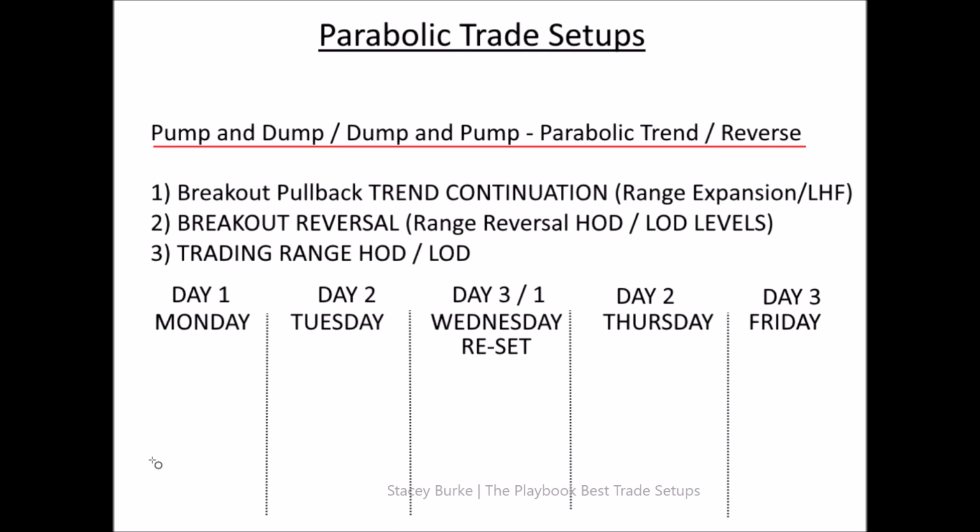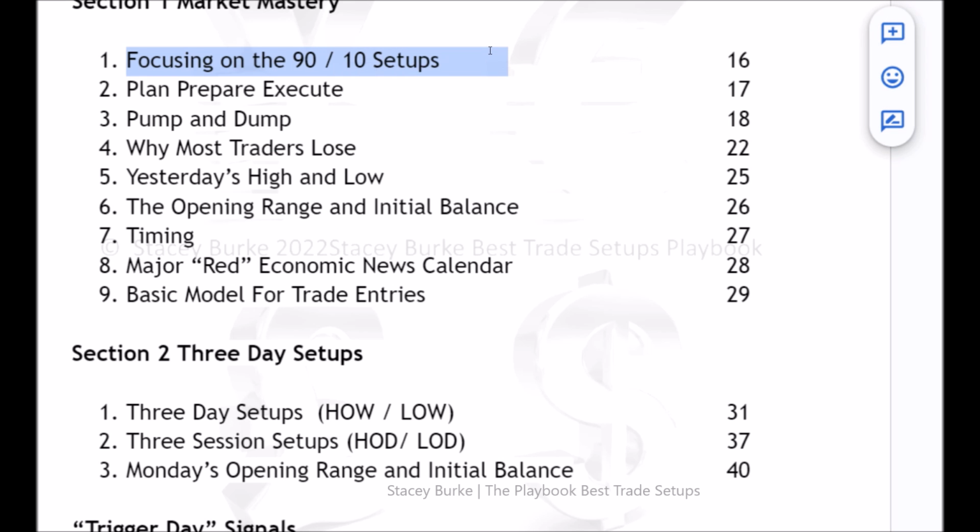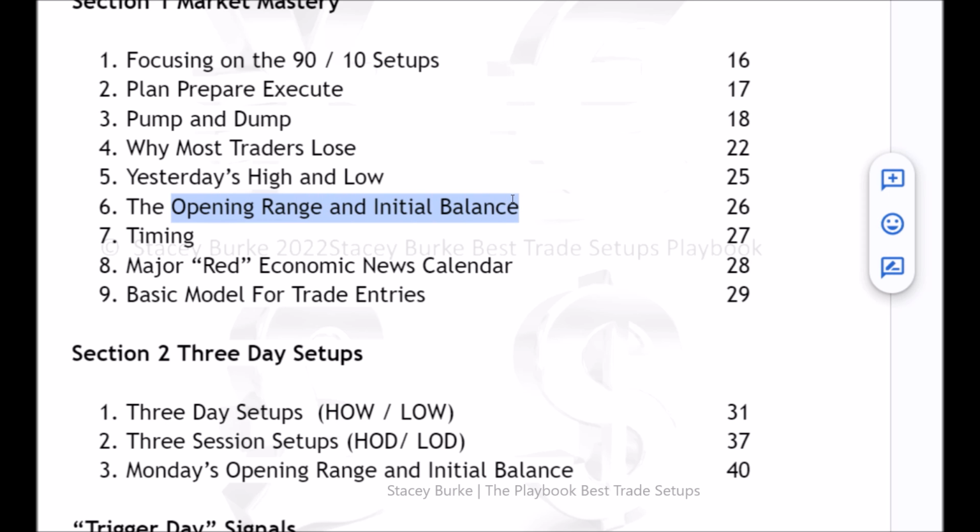Now, just to go over some basic concepts, we've talked about the playbook. My objective is to be focusing on 90-10 setups. Those are the parabolic opportunities. There'll be pump and dump or dump and pump, whether that's occurring over the week itself on a larger time frame template, or even within a session for 25, 50, maybe 100 pips, depending on the instrument. We're going to talk about the opening range and initial balance. That's essentially day one, day two.